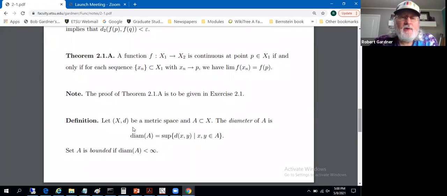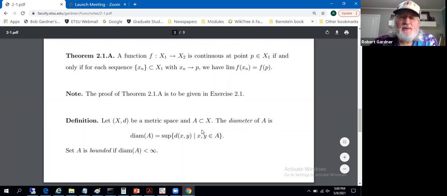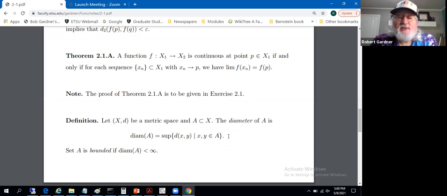And a final definition. Let X be a metric space and A a subset of X. So it's a set of points from set X. The diameter of A is defined to be the supremum of the distance from x and y, such that x and y are in set A. So what you're doing for the diameter of a set is seeing how far apart the points in that set can be in a limiting sense because it's a sup.